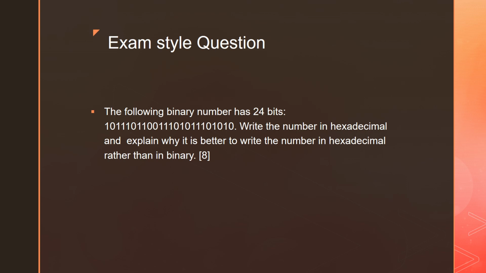In the exam, they can give you a scenario, or they can give you a number and ask you to convert it into hexadecimal, or binary to denary, and so on. So here is one of the questions I have mentioned. The following binary number has 24 bits. Write the number in hexadecimal and explain why it is better to write the number in hexadecimal rather than in binary. We have already talked about why. If you don't know, please go back to my previous slides and watch that again. And I hope you can convert the number into hexadecimal very easily. If you don't, you can go and watch my other video where I have talked about conversion between binary and hex.